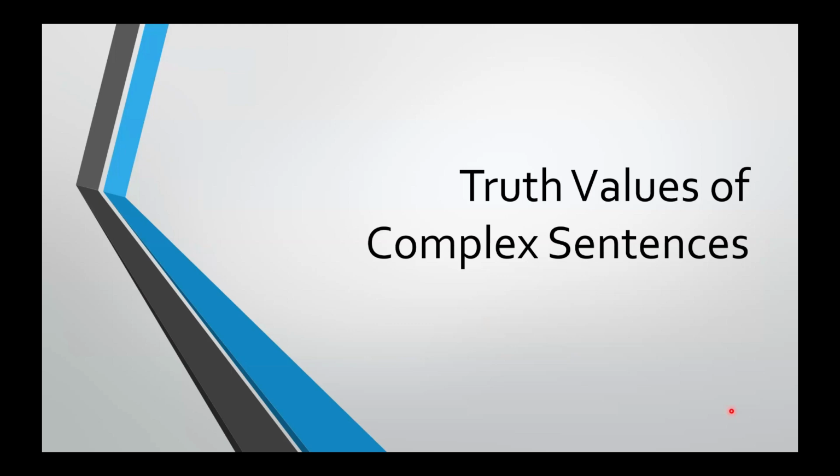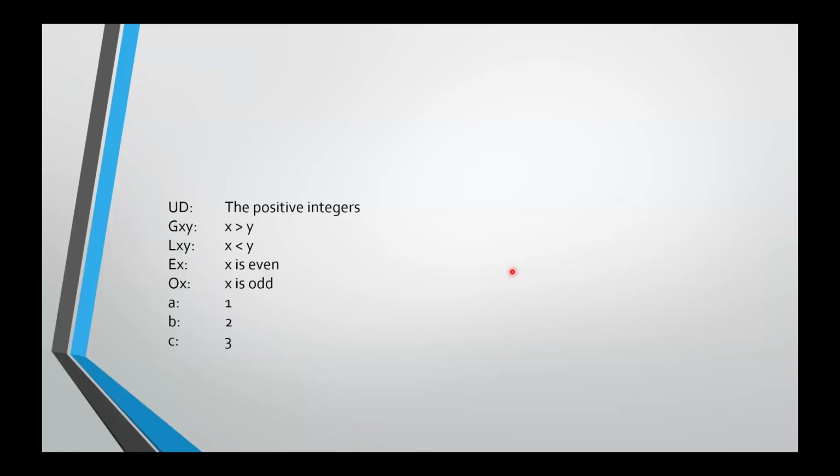In this video, we're going to look at some examples of calculating the truth values of complex sentences in PO. We'll use our simple mathematical interpretation again, same as from the last video.